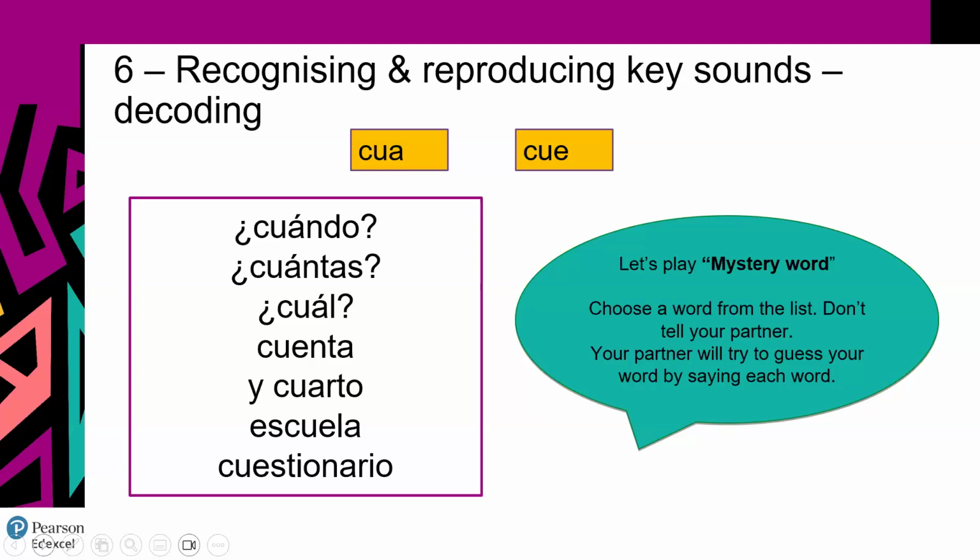So basically you choose a word from the list and your partner has to say any words. They don't have to do it in order. So let's say my mystery word could be qual. They could start with escuela, no. Okay, cuando, no. Cuenta, no. Until they get to the word that I've chosen. So either they're doing the list or random.